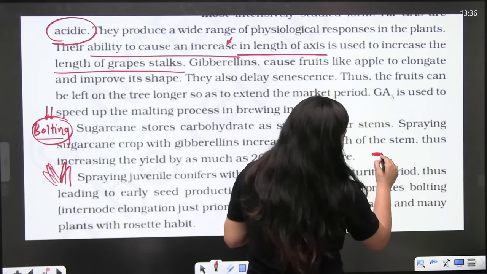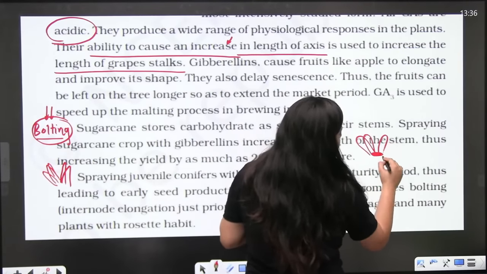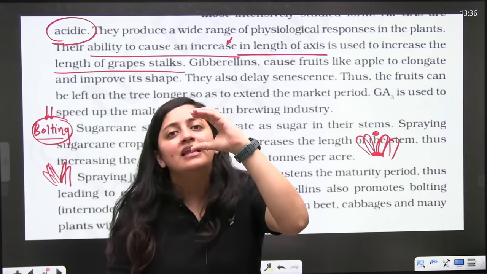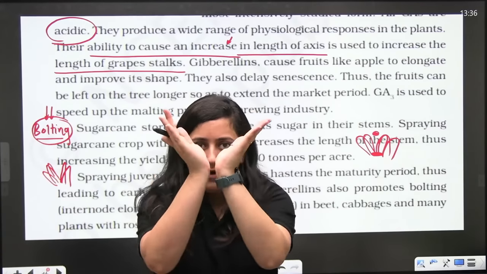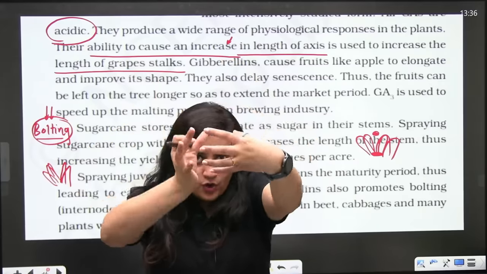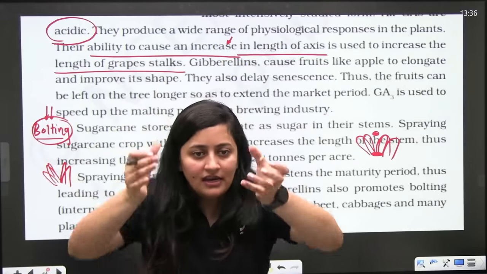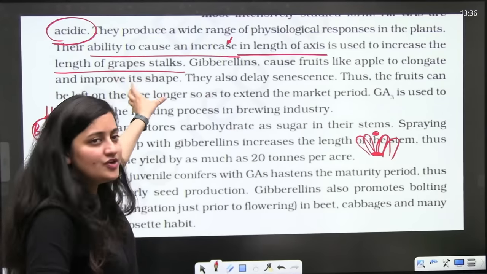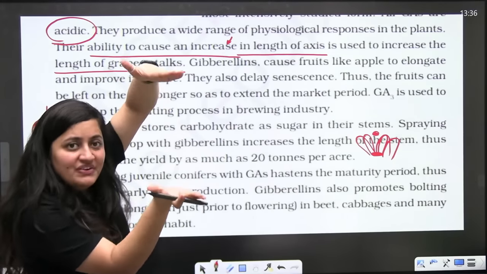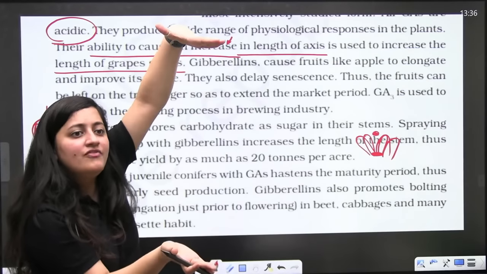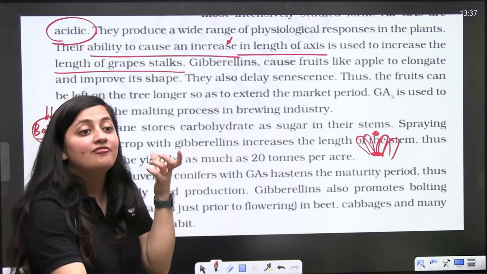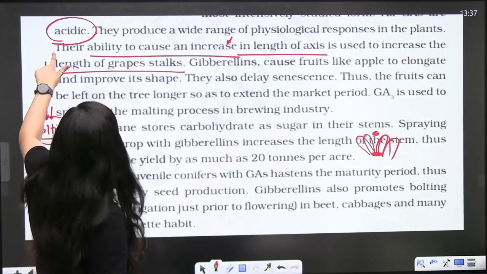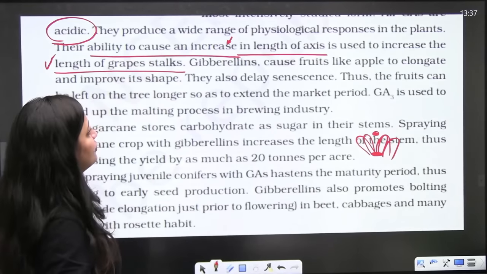Like, see, we have the nodes here, right? From these nodes, leaves are growing. There is another node, where the internodal length is less. So, from those nodes, the leaves arise. So, it looks like a rosette, right? So, bolting is what? When we use that gibberellin, it helps in the increase in the length of internodes. Okay, so bolting, the gibberellin is used, very important it is. Clear, bachche? So it increases the length of the internodes. This is what you need to remember.